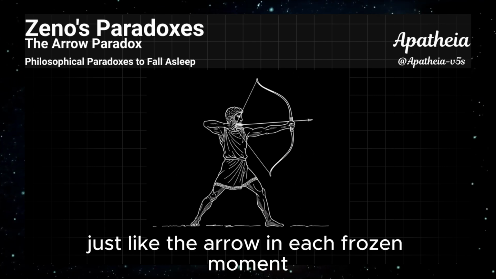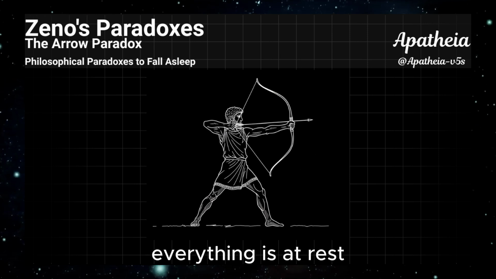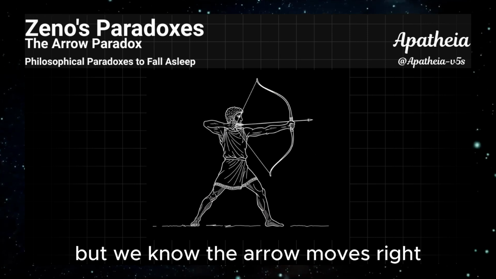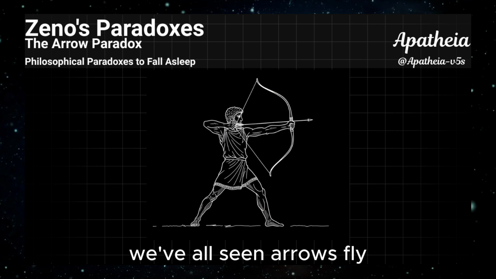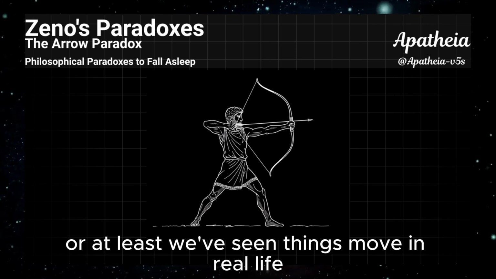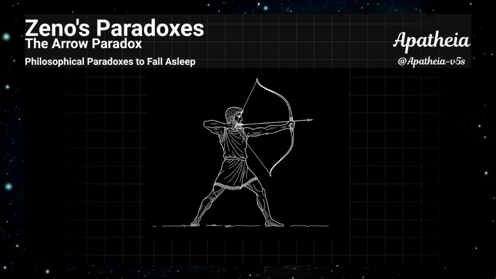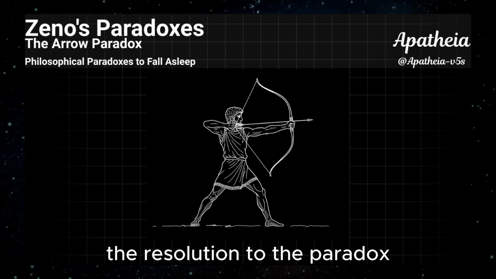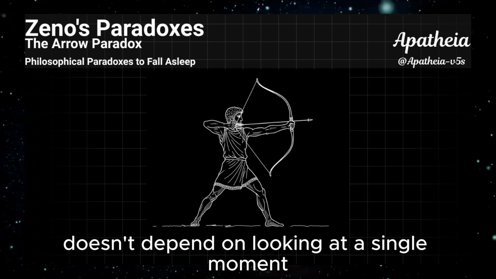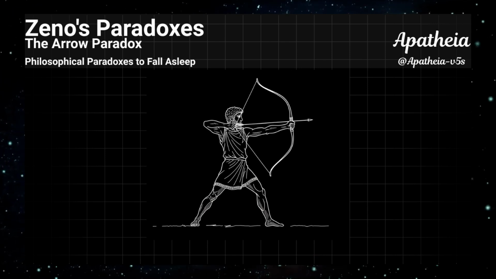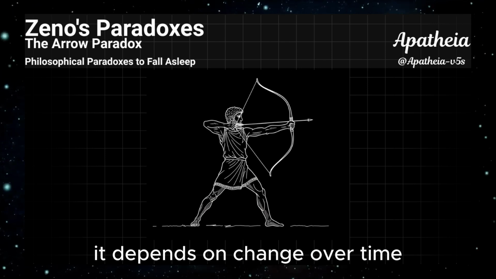Just like the arrow in each frozen moment, everything is at rest. But we know the arrow moves, right? We've all seen arrows fly, or at least we've seen things move in real life. So again, what's going on? The resolution to the paradox comes from understanding that motion doesn't depend on looking at a single moment. It depends on change over time.